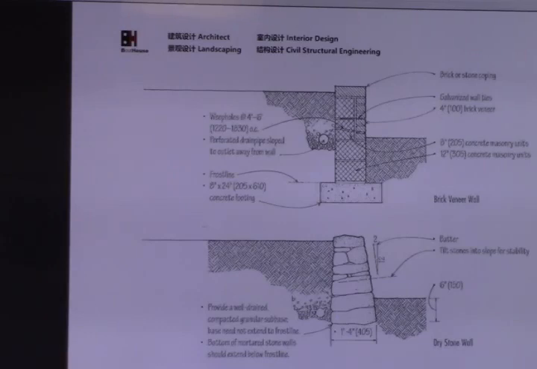But they need to be wider. For example, this one is 400 millimeters, 1 foot 4 inches. So depending on the height of the retaining wall, we may have some more bottom width. That kind of retaining wall is commonly used in the mountain area, in some rivers and so on.